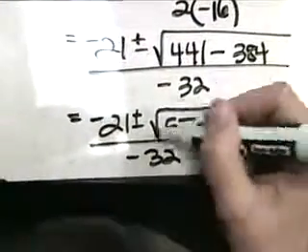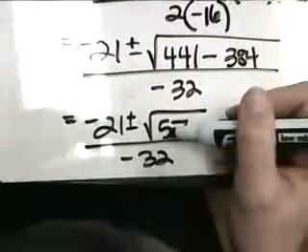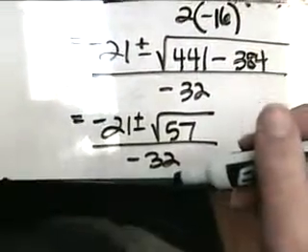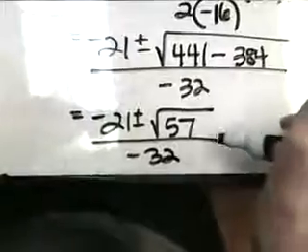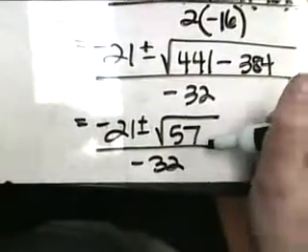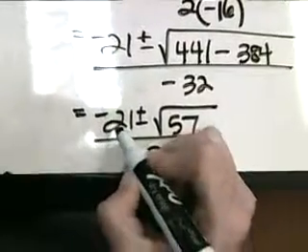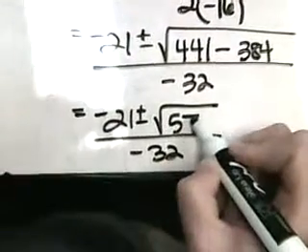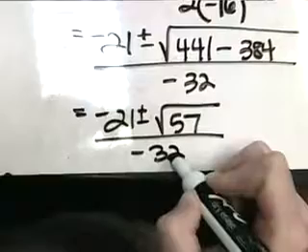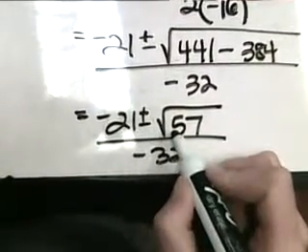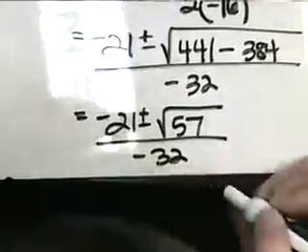Now remember, I could use the tree method to simplify radicals like we did in section 5.3, or that you had to do yesterday on your homework. But remember, this is a real life situation, guys, okay? So there's no sense in doing that. You need a decimal answer. So we need to do negative 21 plus the square root of 57, all divided by negative 32. And then we need to do negative 21 minus the square root of 57, all divided by negative 32. Let's do this on our calculator.